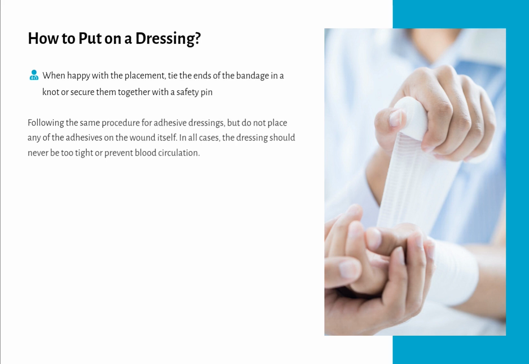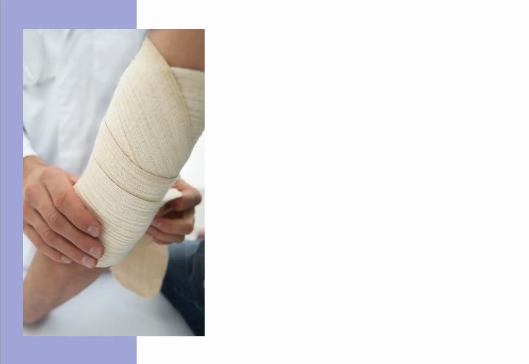When happy with the placement, tie the ends of the bandage in a knot or secure them together with a safety pin. Follow the same procedure for adhesive dressings, but do not place any of the adhesives on the wound itself. In all cases, the dressing should never be too tight or prevent blood circulation.